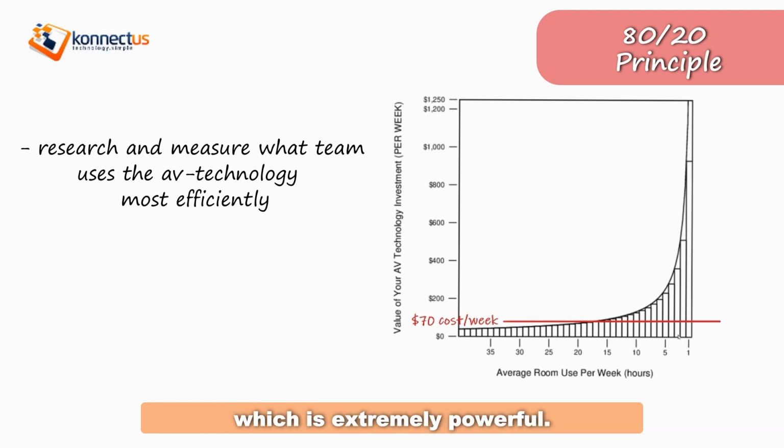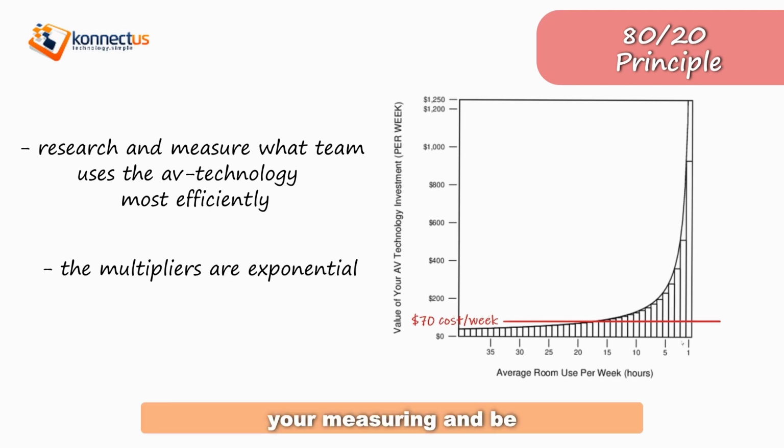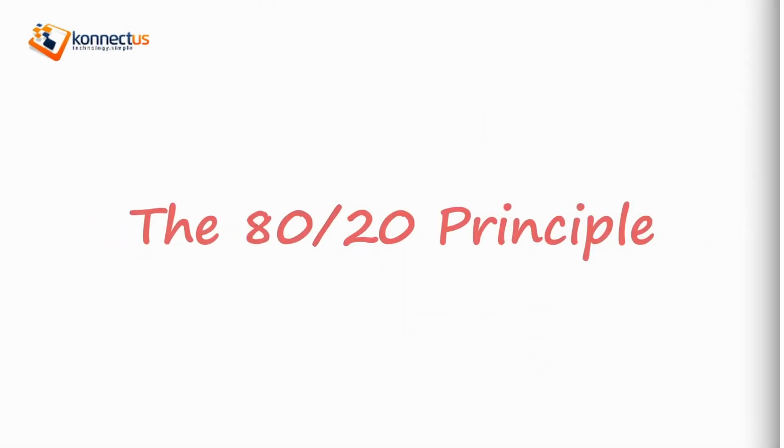It could be savings, which is extremely powerful. I mean, the multipliers just go up and up and up. The better you measure, the better you can apply the results from your measuring and be optimizing your investment. And in this case here, the total sum, $5,000, which not every division or team might be able to provide that sort of a net gain. But if you can understand which ones can, and you can ensure that they always have the AV technology when they need it, that can be extremely powerful for an organization to optimize that return and get the most out of the AV technology investment.